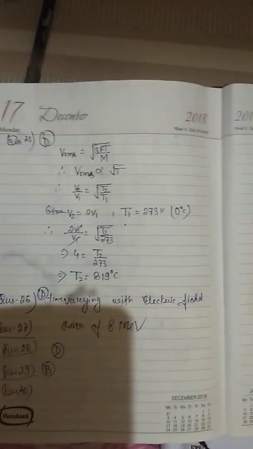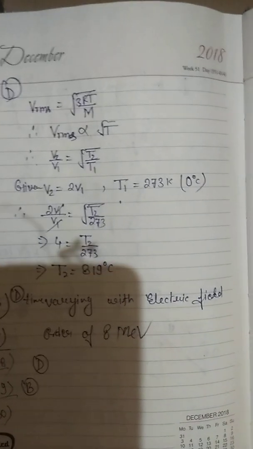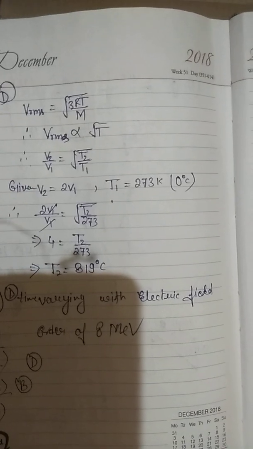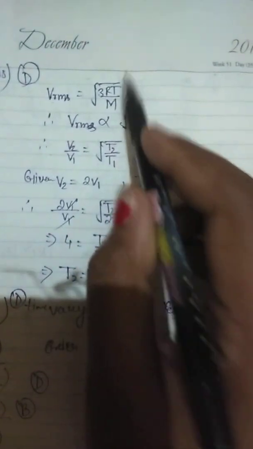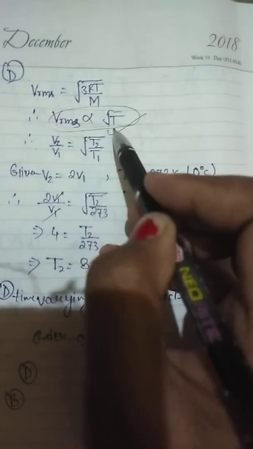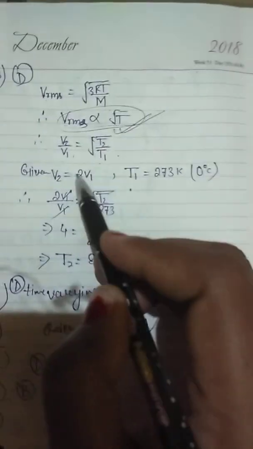What is the question? Firstly check it. At constant pressure, the temperature of a gas at which the root mean square velocity is twice its value at 0 degree Celsius. Root mean square velocity is under root 3RT by M. It means Vrms is proportional to under root T. So V2 by V1 is under root T2 by T1.